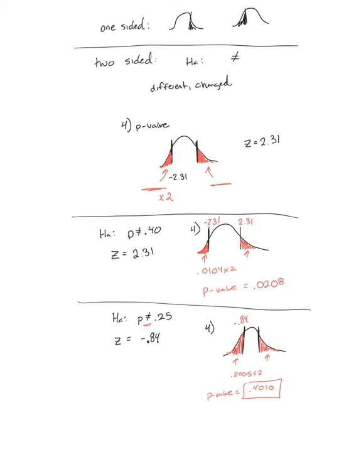Now once again, this is in contrast to the one-sided, which is a greater than or a less than. When we do a two-sided, we'll find the most extreme end tail and then just double it.